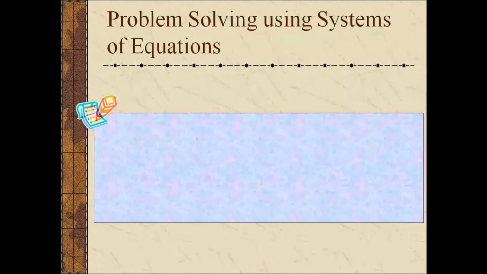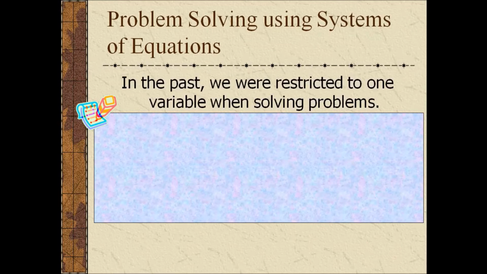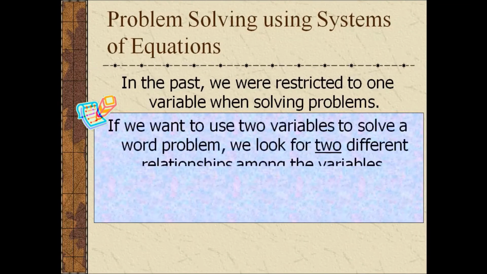What we'll find going forward is that problem solving is made much simpler if we can use a technique of solving systems of equations. In the past, when we solved word problems, we often had to get everything in terms of one variable. But now that we can use systems of equations, we're free to use more variables in our problem solving. The key is, if we want to use 2 variables to solve a word problem, we have to look for 2 different relationships among those variables. That'll translate into 2 equations.